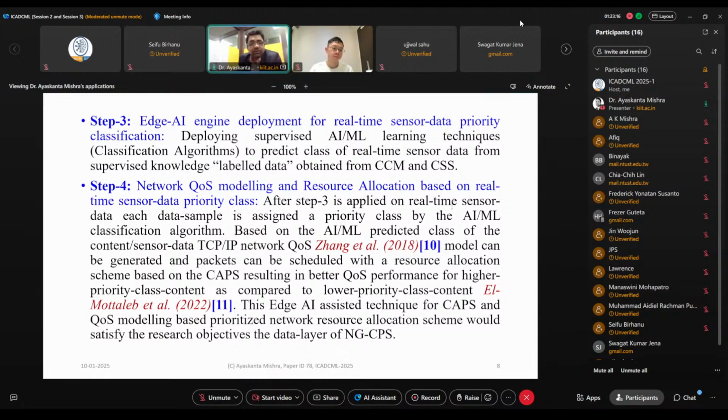So in the last and fourth step, we are going to use the network quality of service modeling for resource allocation. And based on the sensor data priority that we have obtained from the machine learning based prediction, we are going to give the appropriate network resources using the CBQ. CBQ is the class-based queuing mechanism and the weighted round robin algorithm. So the fourth step is basically the networking step.